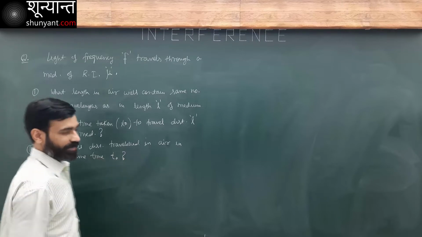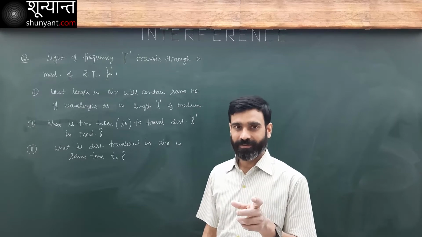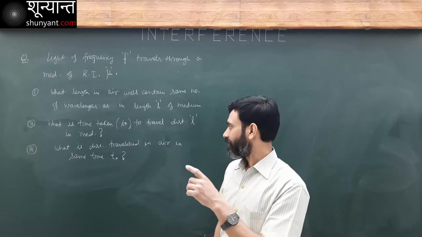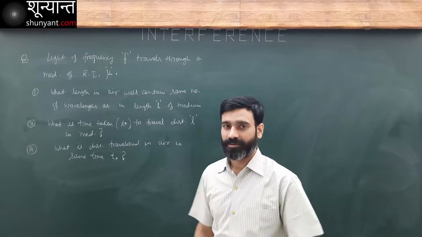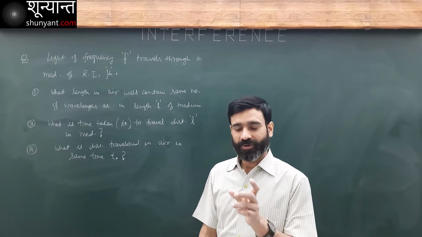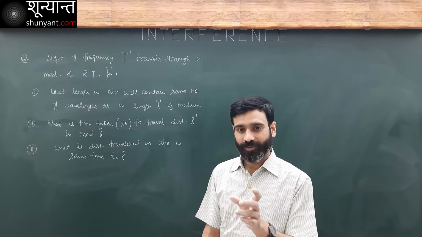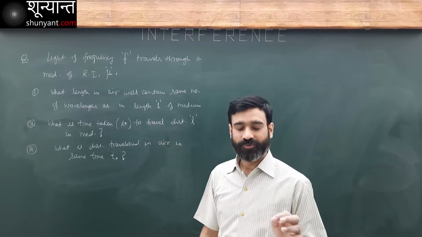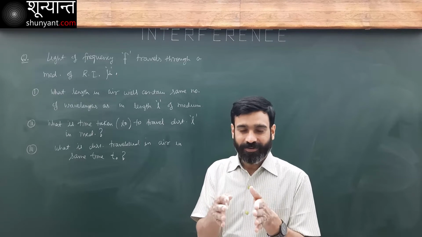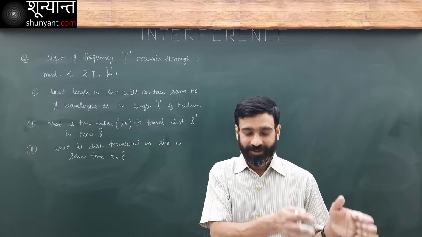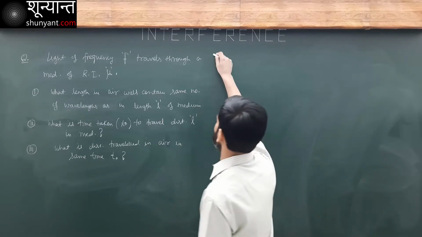Very interesting. Let's say 1 meter. To travel 1 meter in medium, light is going to take some time. In the same time, what distance will light travel in air? That will be its optical path. Okay, let's see what answer we are going to get.